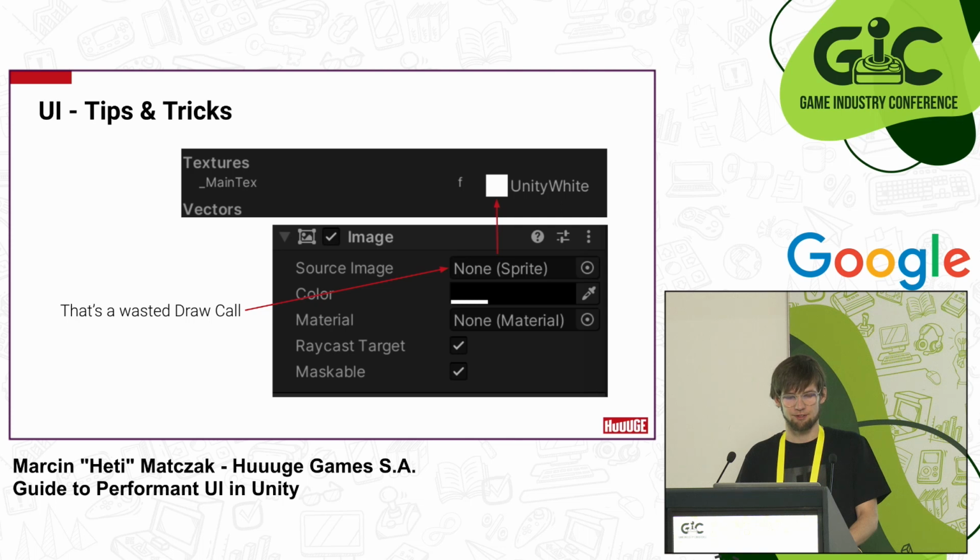Another trick I have for you is also related to draw calls. Whenever you leave the source image for your UI empty, Unity uses a texture to render it called Unity White. Whenever Unity needs to change the texture, it produces a new draw call. So every time you have it like that, you create a wasteful draw call.